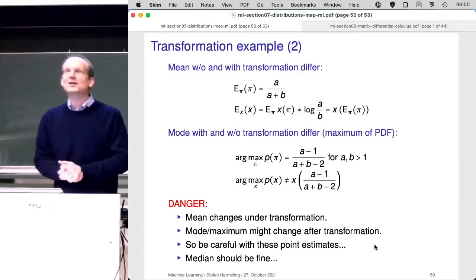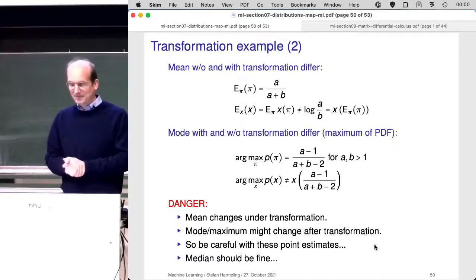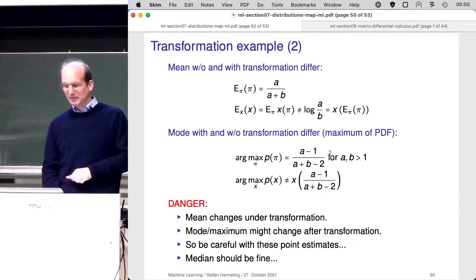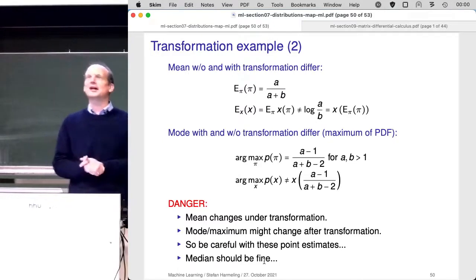So the mean changes also under a nonlinear transformation, okay, too bad. As does the mode, so the maximum as well. However, the median is fine, so the median does not change. So why is that?